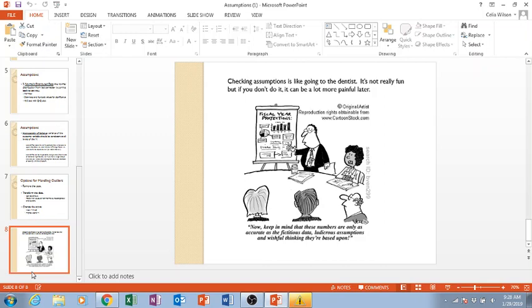So again, just a little silly cartoon. I like to think of assumptions as like going to the dentist. It's not super fun, but if you don't do it, it can be a lot more painful later. The worst thing is to submit your work for publication and have the reviewers come back and just trash your paper because you didn't check the assumptions. Okay, so it's something that every researcher should do. It's something that you should be on the lookout for as you're reading journal articles.